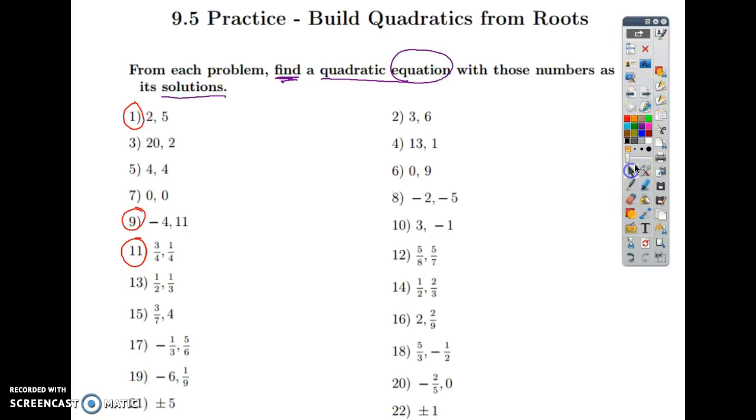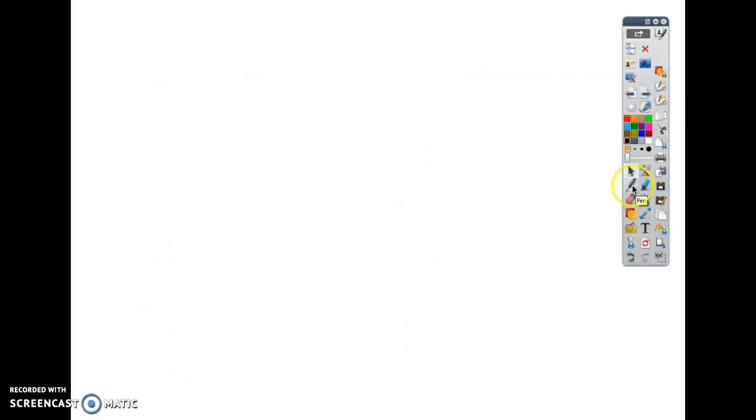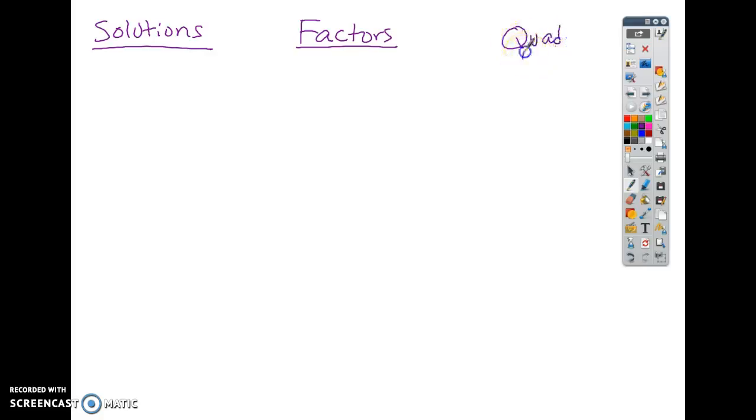So what I would do is I would write down on another sheet of paper that you're starting off with the solutions, and then you need to find the factors, and then go get the quadratic equation, so that you already have a plan of how you're going to do this.